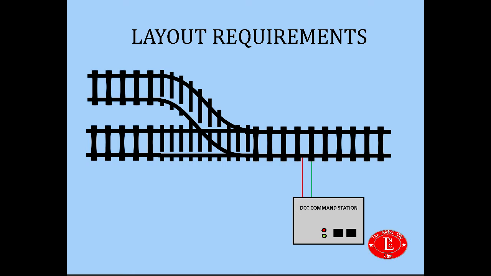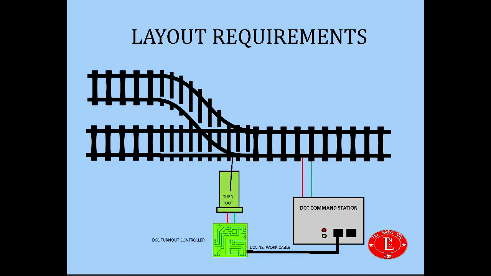The first thing we do is connect the DCC command station to the layout, which provides power and a digital signal to our locomotives. Next, we add a turnout motor and a DCC turnout controller, which is connected to the DCC system and operated through the DCC network. Next, we add block detection, which requires placing rail gaps between the different monitored segments of the layout. Each gap is wired into a DCC block detection decoder, which sends its messages back to the DCC command station, letting the user know whether the block is occupied or unoccupied.